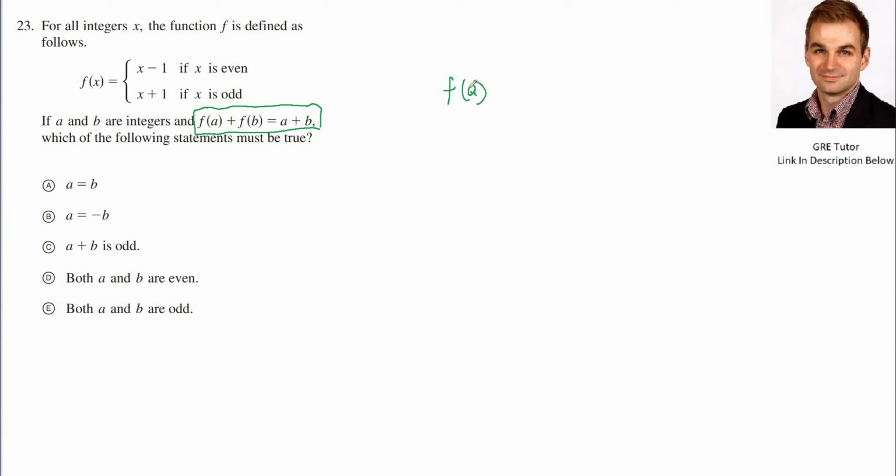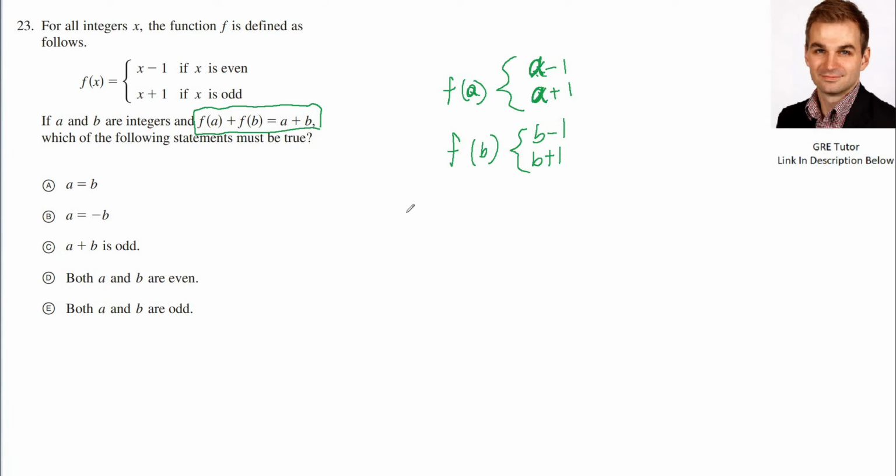If we apply f of a to this f of x thing, f of a is either going to be a minus 1 or a plus 1. We don't really know. F of b is going to be equal to either b minus 1 or b plus 1. Alright, so that's what we know.